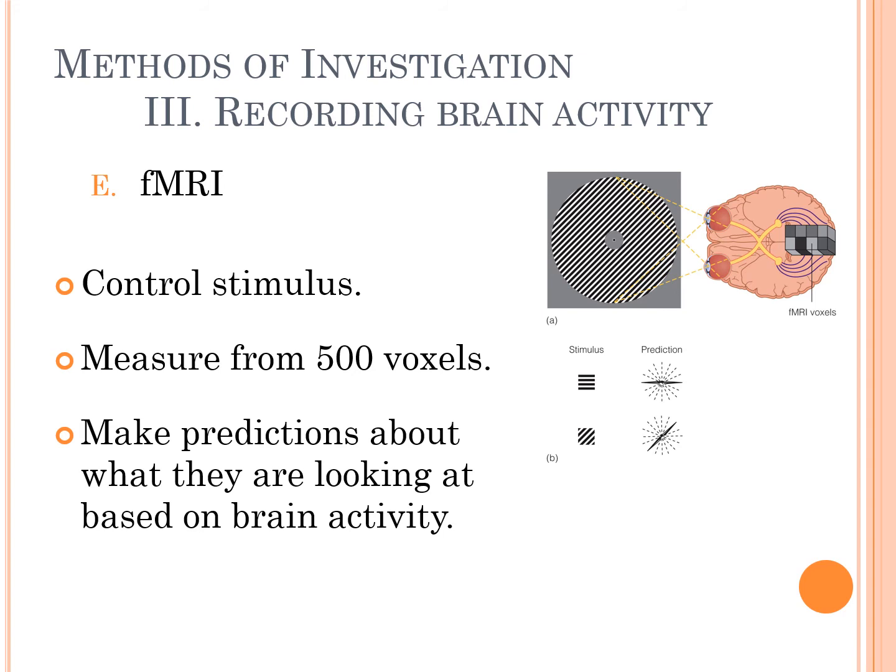can look at imagining a particular scene, and this can get much more complicated. In this one, the control stimulus, we're showing them bars of different orientation, and we're looking at the stimulus. In this case, they're looking at a particular oblique line, and we are measuring from 500 voxels. These are like pixels in the brain, but three-dimensional, right? They're voxels in the brain.